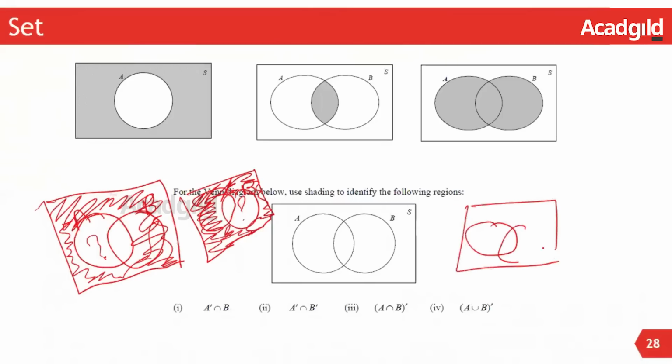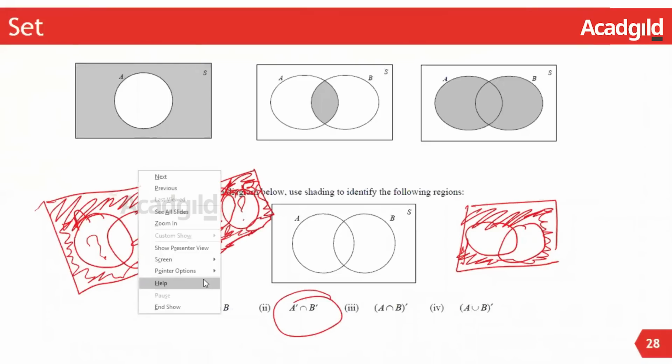So I draw both the circles and shade everything that is outside these two circles. Who are these people who are outside both the circles? These are those who are neither acrobats nor play baseball. So this answers our second question. Let's answer the third question. What does the third question ask for? It asks for A intersection B, the whole complement.